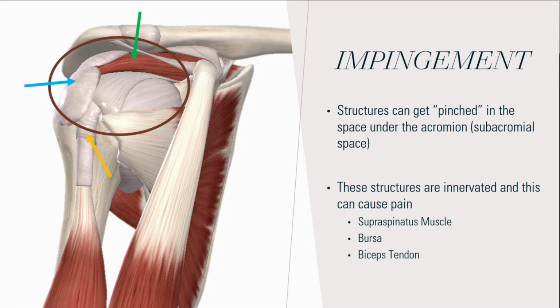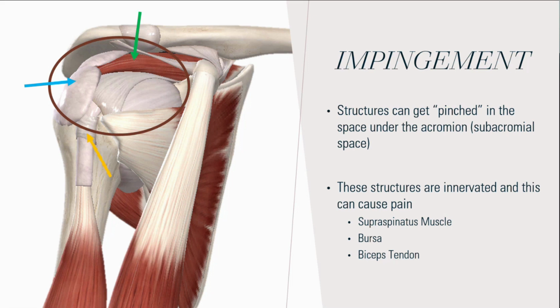These structures here with the blue arrow are called your bursa. We have bursa all throughout our body. I often describe them as little half-filled water balloons. They're little fluid-filled sacs that sit in areas where there would tend to be a lot of friction between bone and tendon, and they're there to try and help minimize that so there's less wear and tear on the tendons.